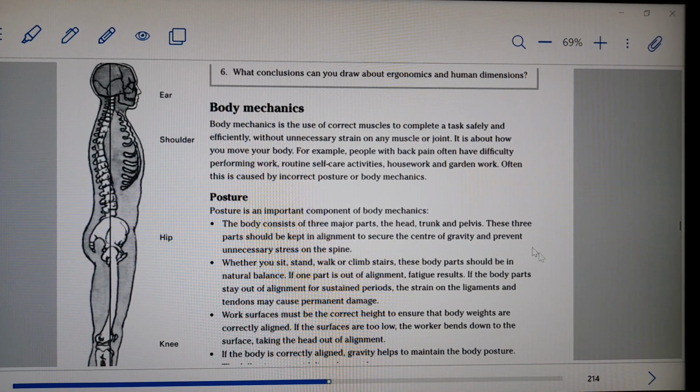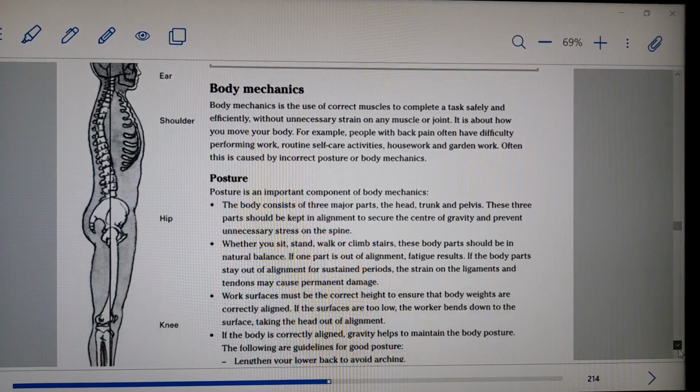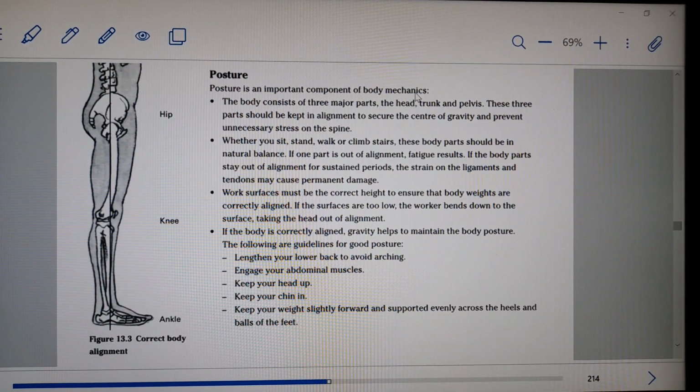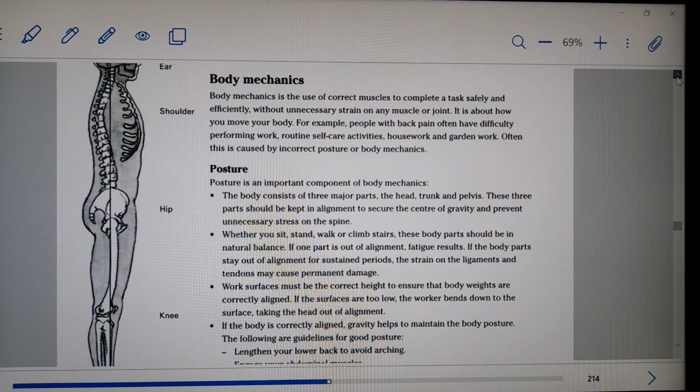So let's talk about posture now. Posture is an important component of body mechanics. The body consists of three major parts: the head, trunk, and pelvis. The three parts should be kept in alignment to secure the center of gravity and prevent unnecessary stress on the spine.